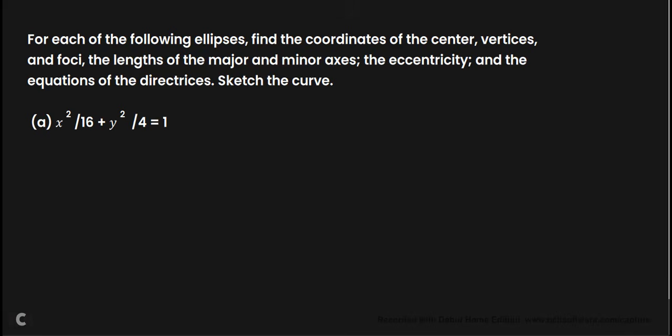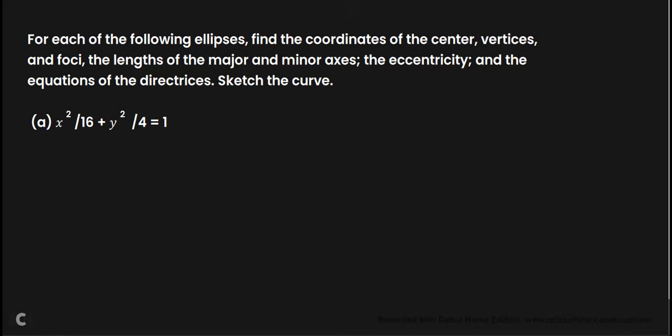Now the first question says, for each of the following ellipses, find the coordinates of the center, the vertices, the co-vertices, then the length of the major and the minor axes, the eccentricity, and the equation of the directrix. Sketch the curve, right?